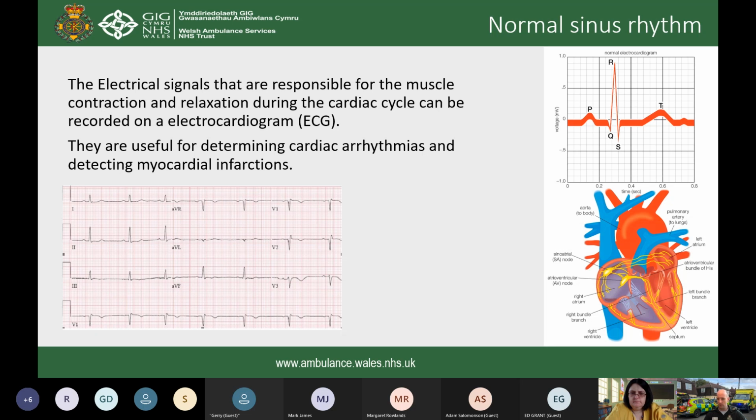So if it can't go the normal pathway it should, then that PQRS complex will be different. And that's what we can identify when there's an arrhythmia or there's a problem with the SA node or the AV node. And that's what the ECG does.